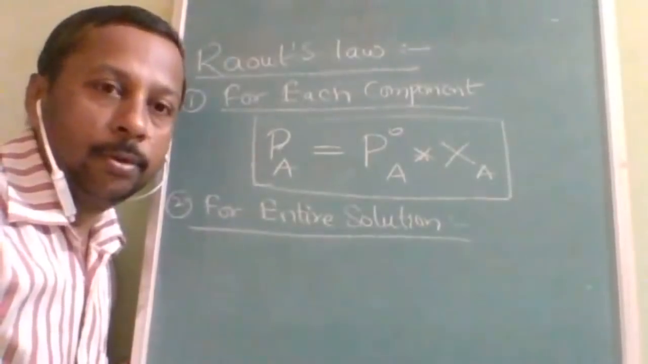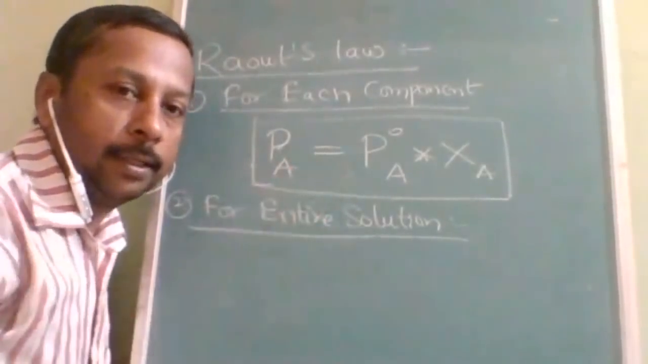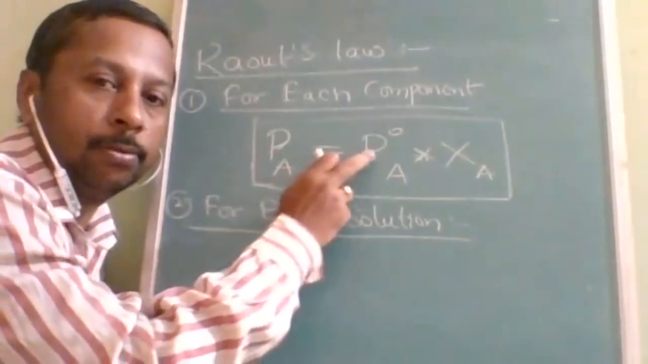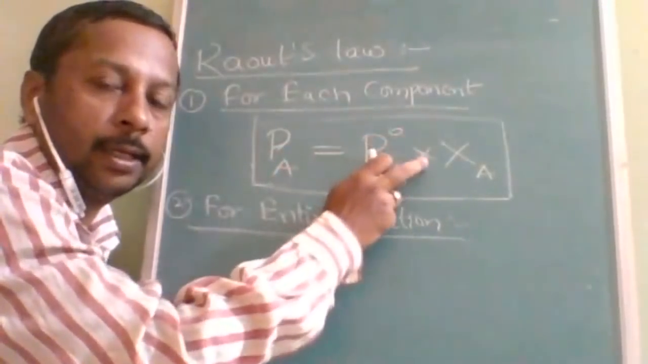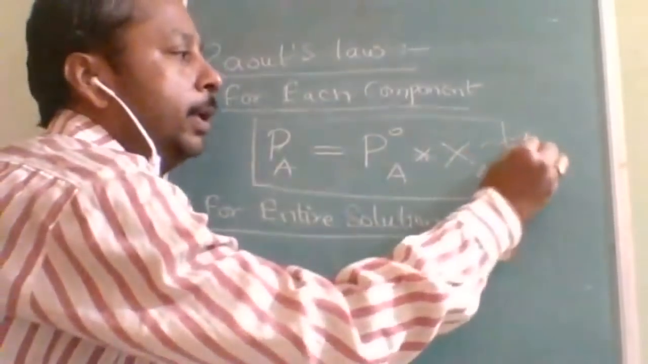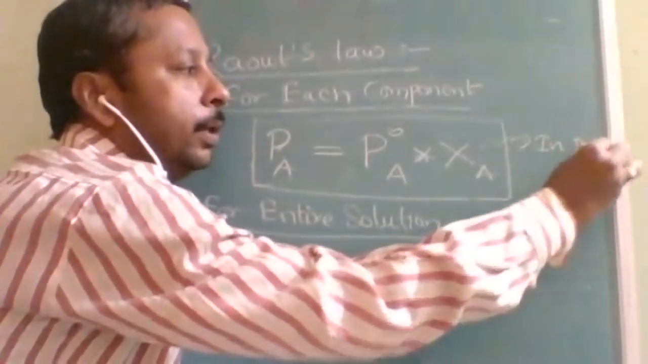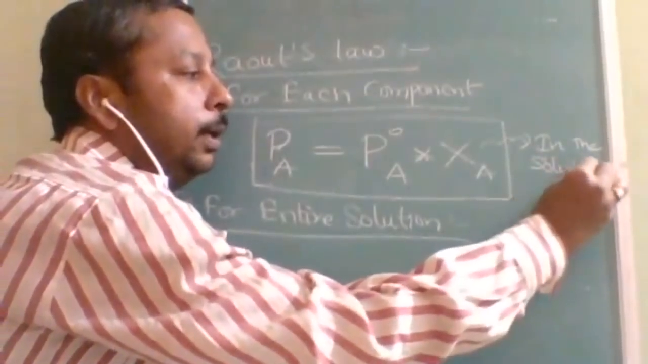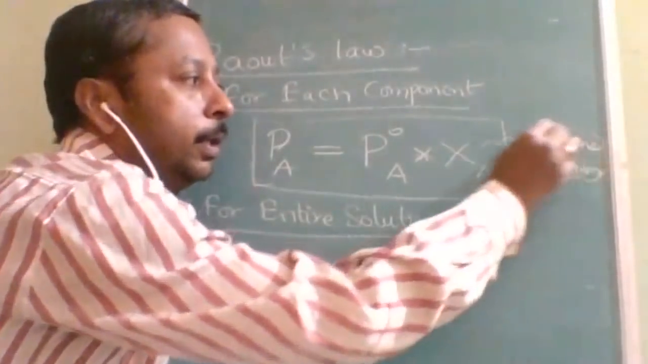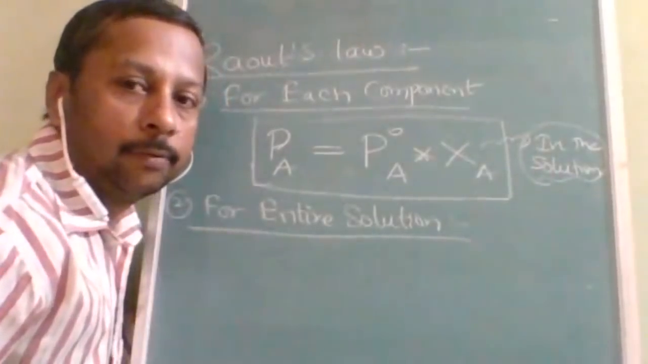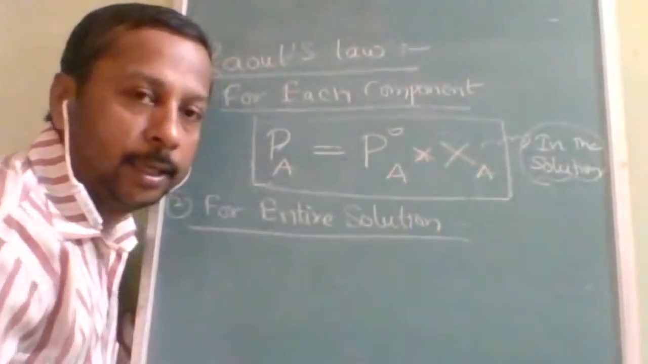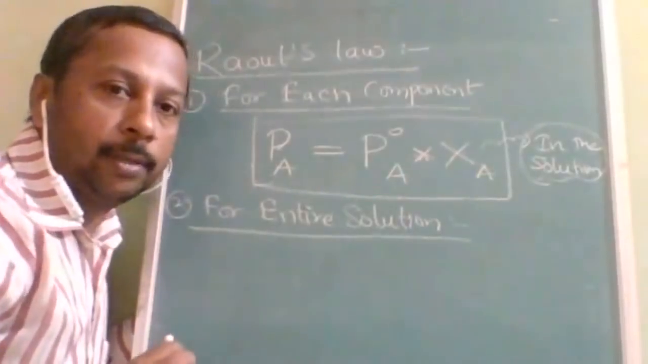I told you to write notes, which is why I'm not writing the sentence here. The vapor pressure of each component in the solution equals its vapor pressure in the pure state multiplied by the mole fraction in the solution. Here you have to be very careful about this mole fraction in the solution. Some numericals are there, and if you don't utilize this term, it will be difficult to solve the questions. This is the mole fraction of A in the solution. In the numerical session of Raoult's law, you will come to know the importance of this.